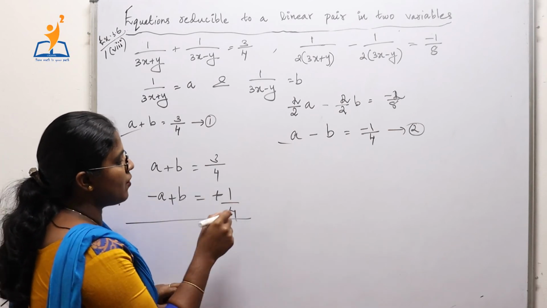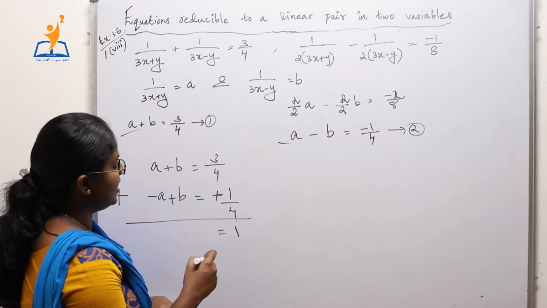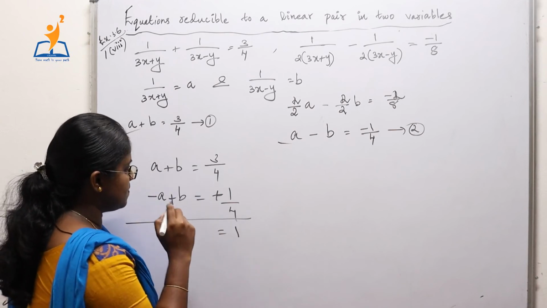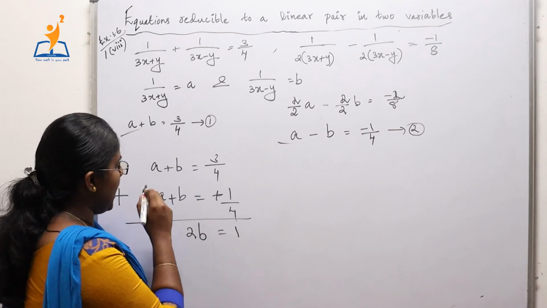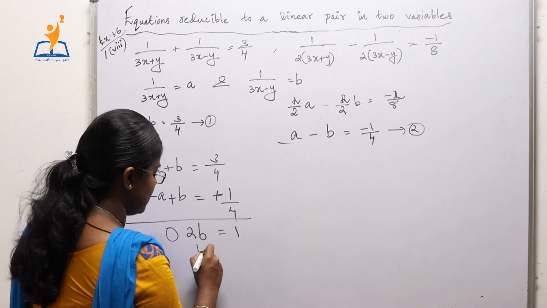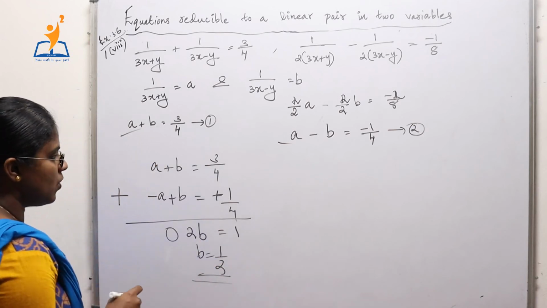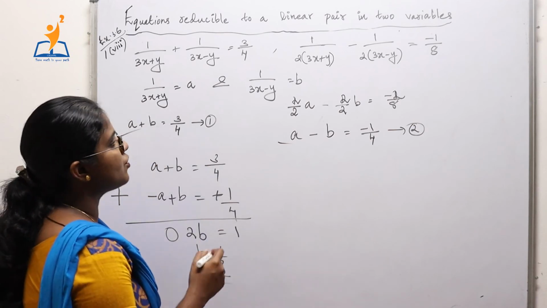So 3/4 plus 1/4 is 4/4, that is 1. Again plus b is 2b. a minus a is 0. So we got 2b = 1, which means b = 1/2. So b is equal to 1/2.